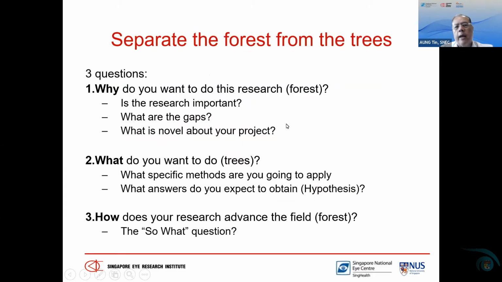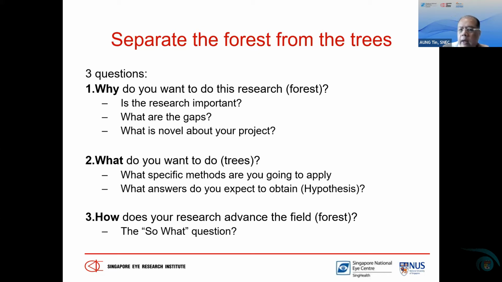And this one is a very important question. When I see a lot of presentations from your university, people do not give the reason why we're doing this study that you want to propose. And so there are three questions that you have to answer. You have to make sure you spell it out. The most important question is why you want to do this research. So this is the forest from the trees analogy. Why you want to do it?